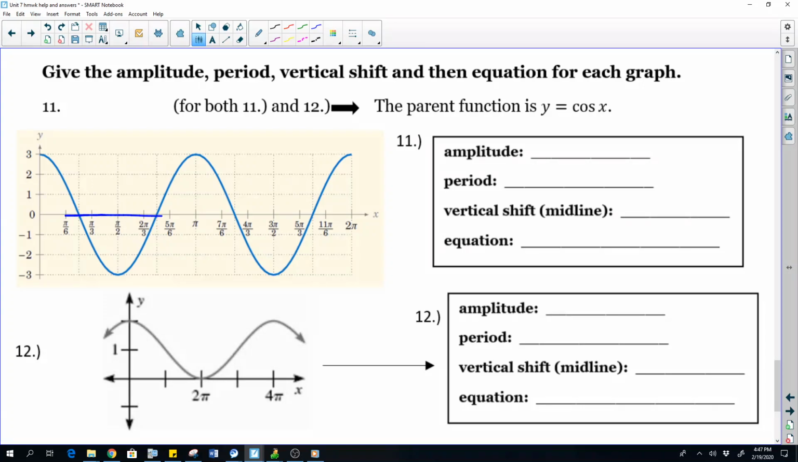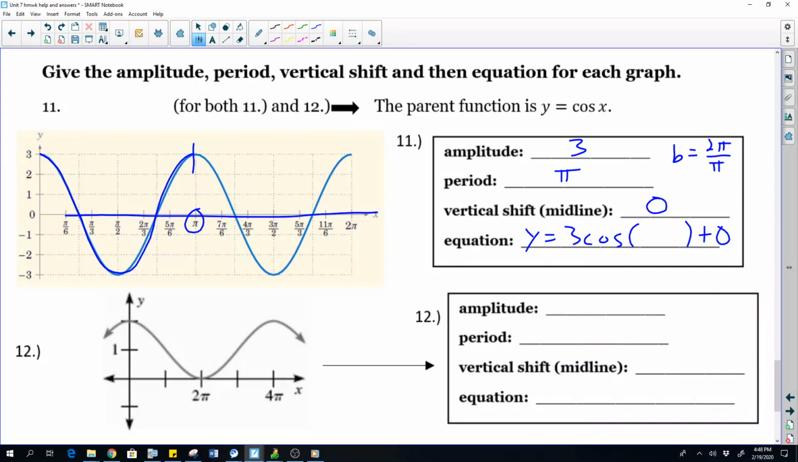So again, the midline is just 0. Amplitude's up 3 and down 3. Awesome. It's a regular, not upside down one. So our equation will just be 3 cosine, plus our midline there. And so our period is going to be one full cycle, right? So we're going to start up, come down. Here's cosine, we're about to repeat. So our period is just pi. And so then using our formula, b is equal to 2 pi over the period, that just gives us 2x. Bam! See, they're not really that hard.